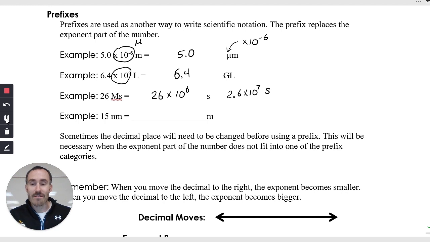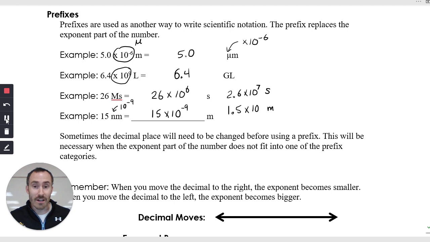The last one here, 15 nanometers is how many meters? Look up nano. Nano is 10 to the negative 9. And so this is 15 times 10 to the negative 9 meters. But again, that's not quite right. So I'm going to write that down, 15 times 10 to the negative 9. But that's not quite right because, again, we want to put the decimal over here between the 1 and the 5. And so if we want it to be 1.5 times 10 to the something meters, what's it going to be? Is it going to get bigger or smaller?